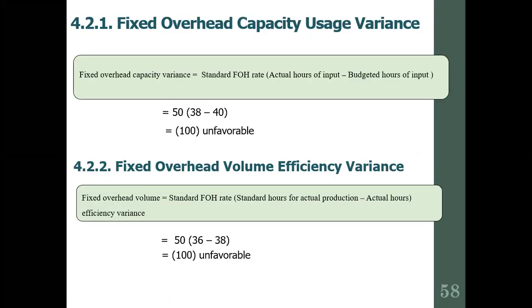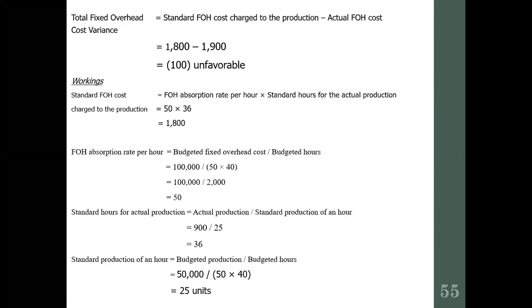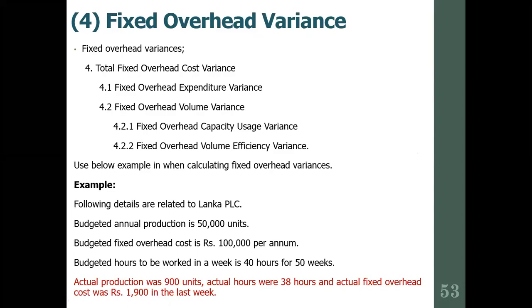When it comes to fixed overhead, there are two types of variances. What are they? The fixed overhead expenditure variance and the fixed overhead volume variance.